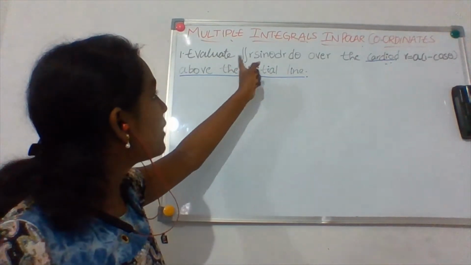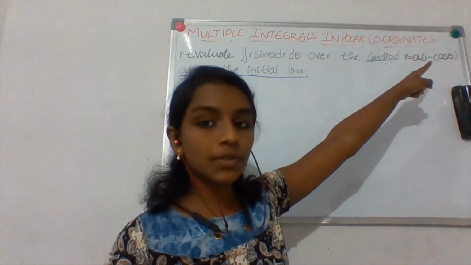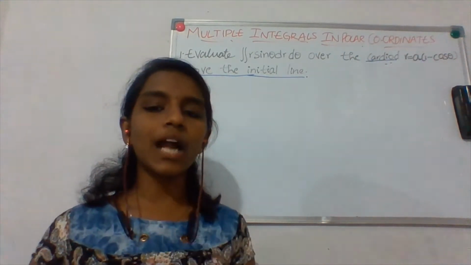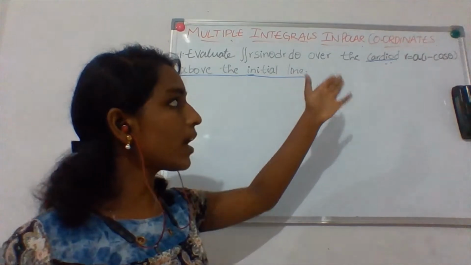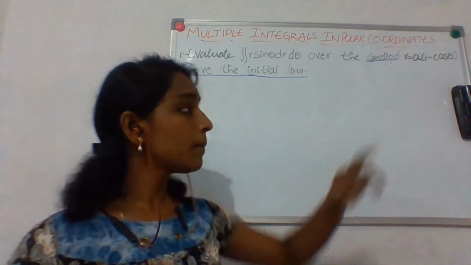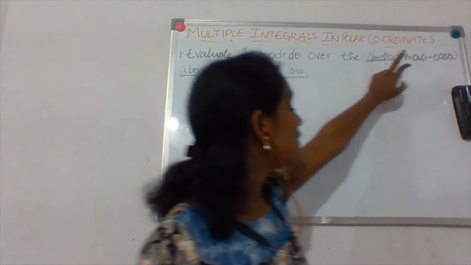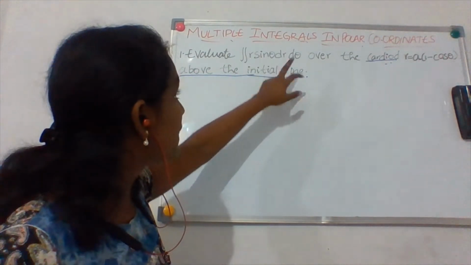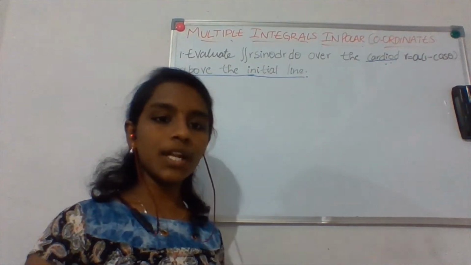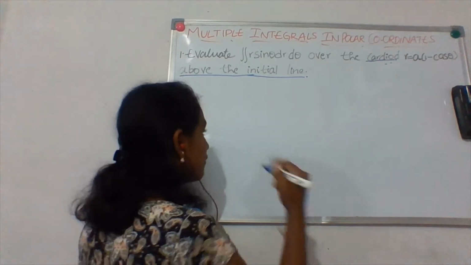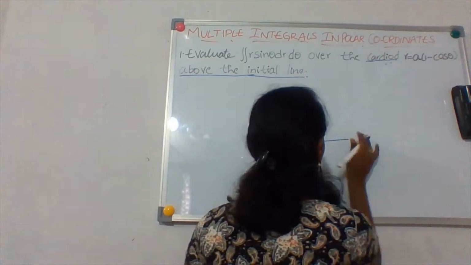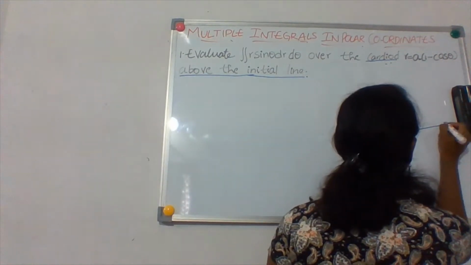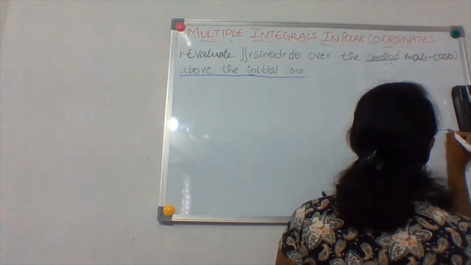So here you have a cardioid, r equals a into 1 minus cos theta. That is the general form of a cardioid. Okay, the general form of a cardioid exists like that only. So that is it, and this is the given cardioid, and you have to find the double integral above the initial line. Have you got it? So now I have to take the initial line. Okay, I will draw it here.